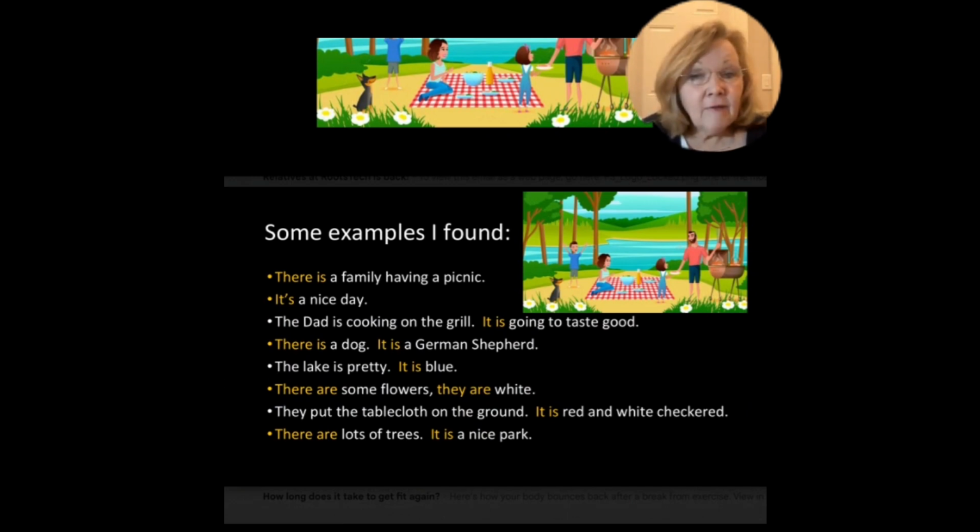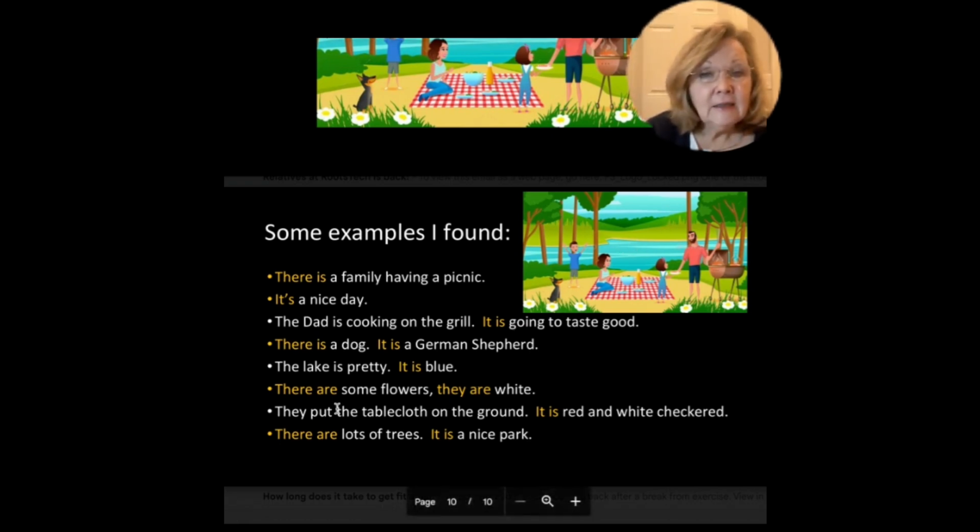There is a family having a picnic. It's a nice day. The dad is cooking on the grill. It is going to taste good, meaning the food he's cooking. There is a dog. It, specific, is a German Shepherd. The lake is pretty. It is blue. There are some flowers. They are white. They put the tablecloth on the ground. It is red and white, checkered. There are lots of trees, and it is a nice park.